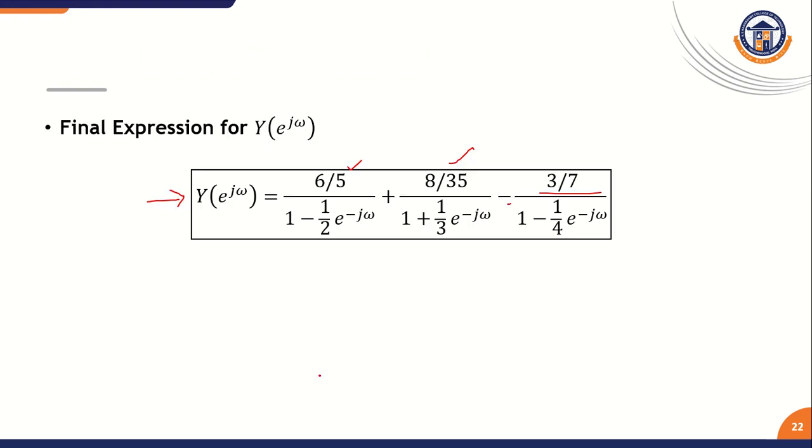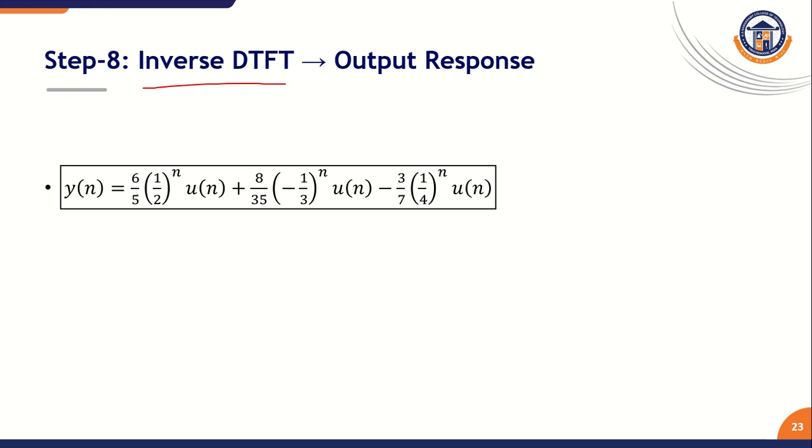So once we are applying the inverse DTFT, 1 divided by 1 minus a into e power minus j omega is written as a power n into u of n. So instead of a we can write 1 by 2 whole power n into u of n. This is the concept of applying inverse DTFT to our output spectrum response.